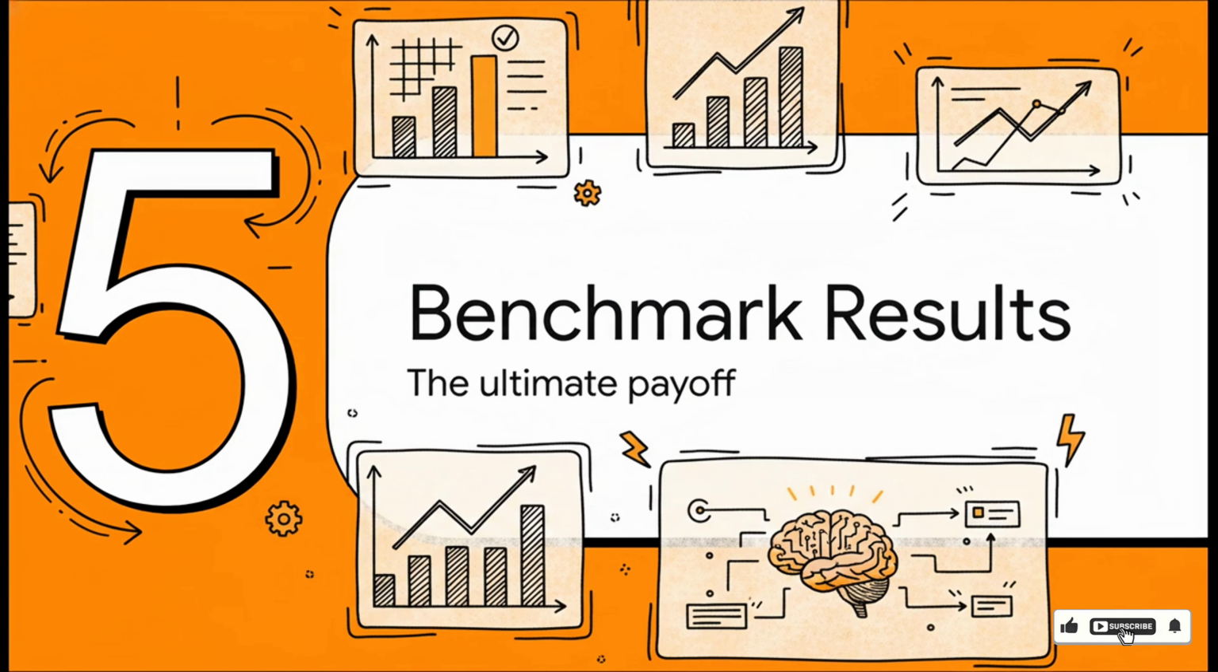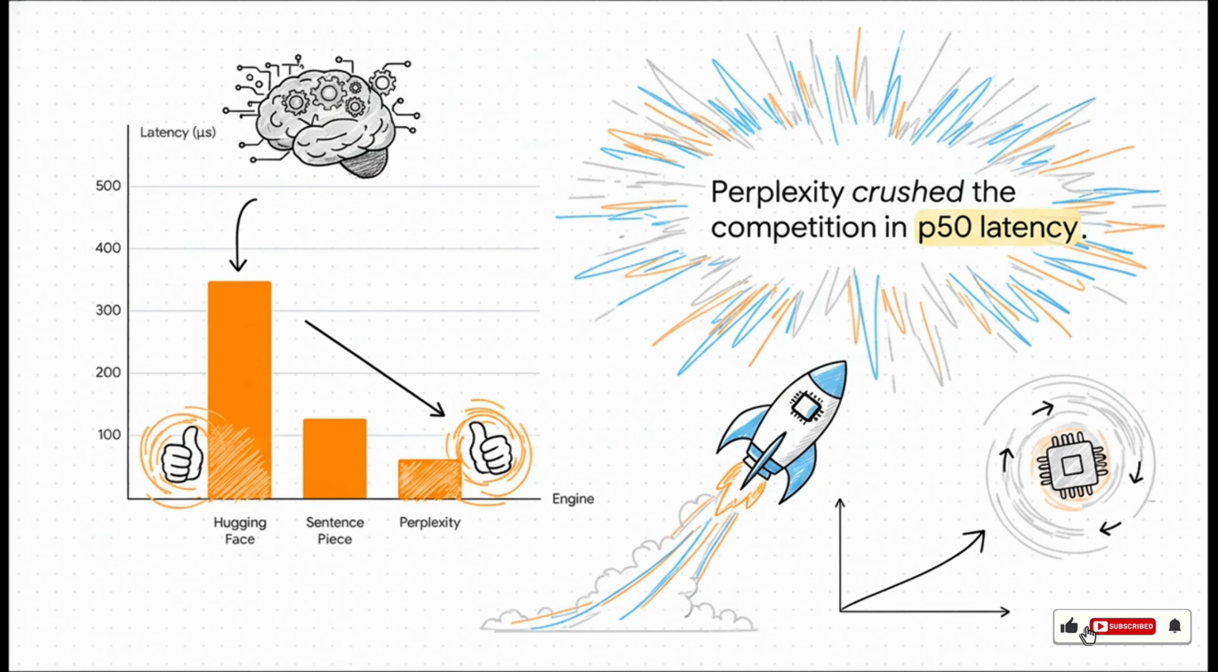And finally, part 5, the final benchmark results. All of this incredible engineering work paid off beautifully. Look at this. For a 514 token input, the original Hugging Face crate took 349 microseconds. The C++ standard SentencePiece took 128 microseconds. But Perplexity's new, fully optimized Rust Unigram tokenizer took just 63 microseconds.